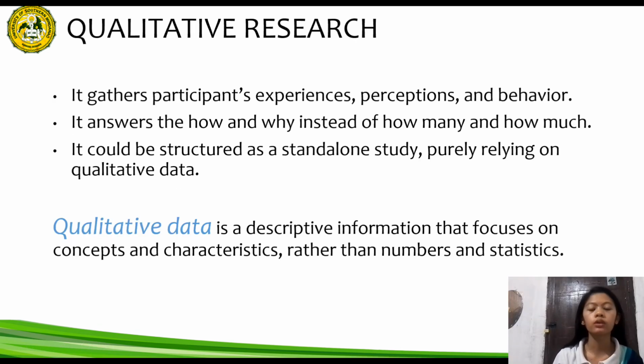But before we proceed to the 6 steps, we will talk about what qualitative research is. So when we say qualitative research, it gathers the participants' experience, perceptions, and behavior. It answers the how and why instead of how many and how much. It could be structured as a standalone study, purely relying on qualitative data. So qualitative research is a type of research that focuses on understanding the meaning and experiences of people. It's exploring why things happen rather than just how often they happen.